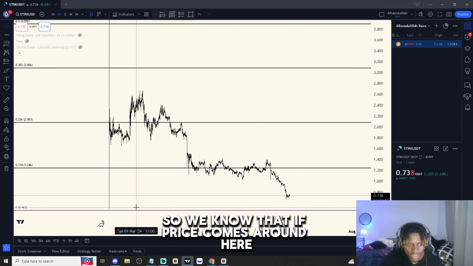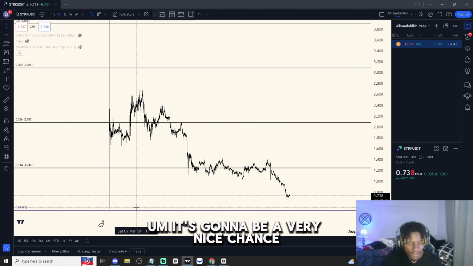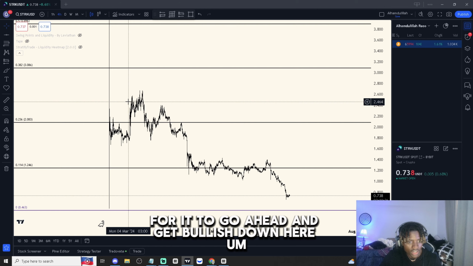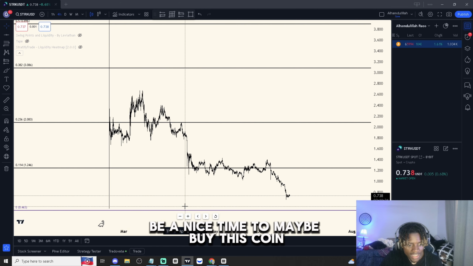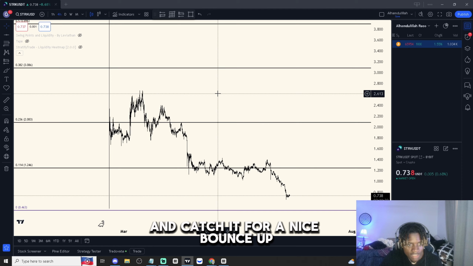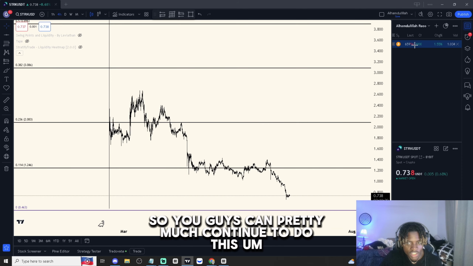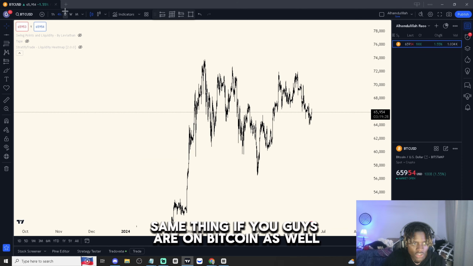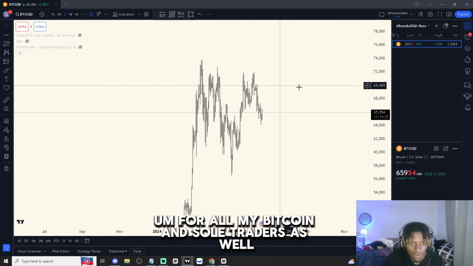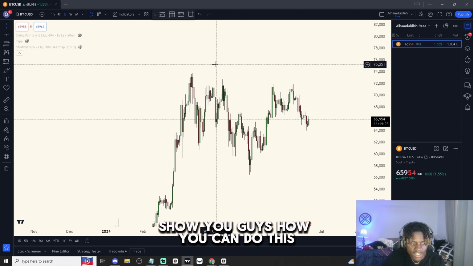So we know that if price comes around here, it's going to be a very nice chance for it to go ahead and get bullish down here. So yeah, this would definitely be a nice time to maybe buy this coin and catch it for a nice bounce up. So you guys can pretty much just continue to do this. Same thing if you guys are on Bitcoin as well. For all my Bitcoin and Sol traders as well, I'll show you guys how you can do this.